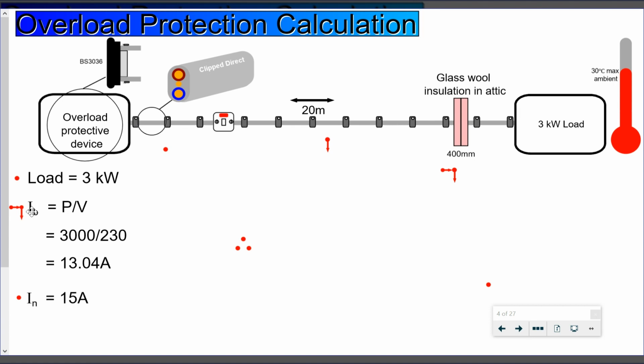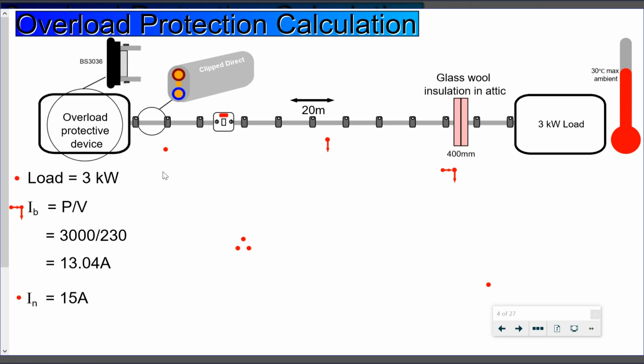Beyond that design current calculation, we then need to select our overcurrent protective device, IN. You'll see there I've identified it as 15 amperes. That's because for BS3036, the next fuse size up from that 13.04 amperes is a 15 amp device. So a BS3036 fuse is a semi-enclosed fuse, that's a fuse wire in the fuse carrier.